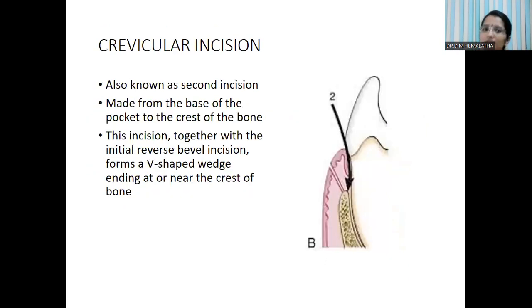Coming on to the crevicular incision, it is the second incision. As you can see in this picture, this incision is made from the base of the pocket to the crest of the bone. So this incision, together with the first incision or the internal bevel incision, forms a V-shaped wedge which ends near the crest of the bone, and this V-shaped wedge is the most commonly involved part of the gingiva which we want to eliminate.